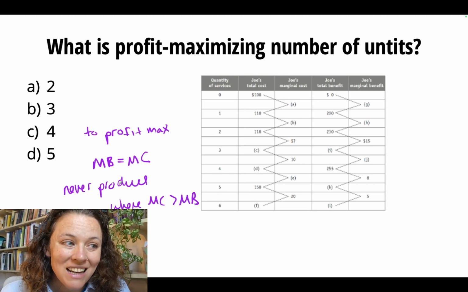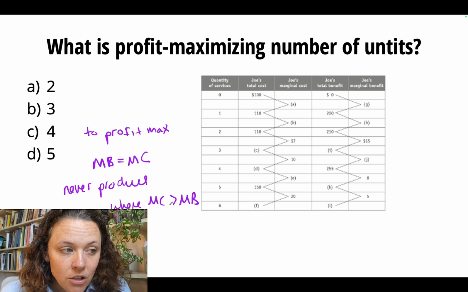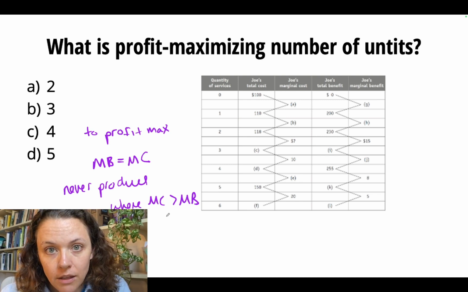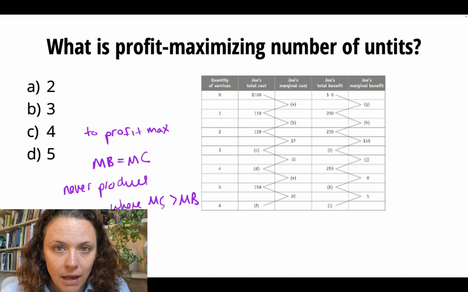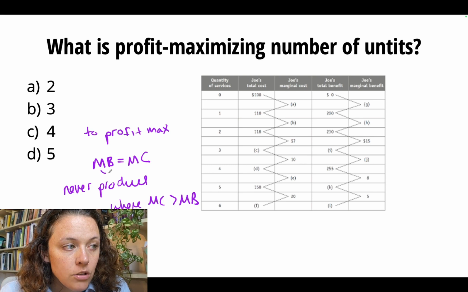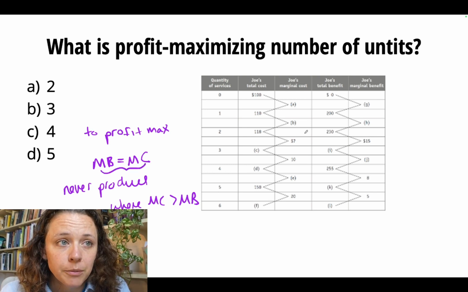The intuition here is that on that final unit, if the marginal cost is greater, you've lost money on that unit, so you don't want to produce it. You want to walk back 1 unit. So we're going to do this or get as close as possible.